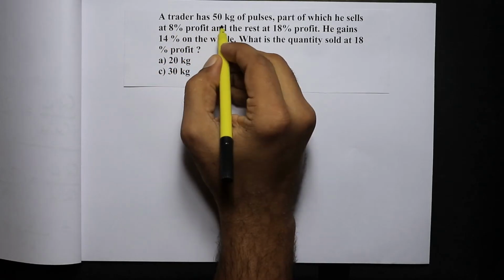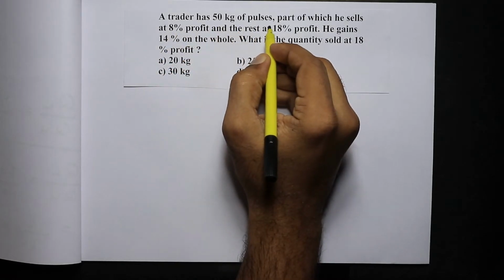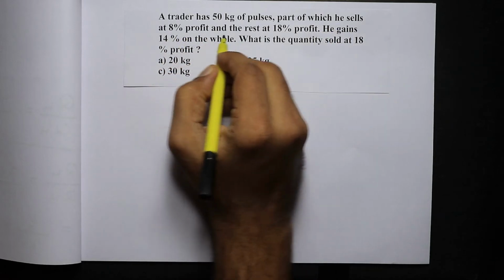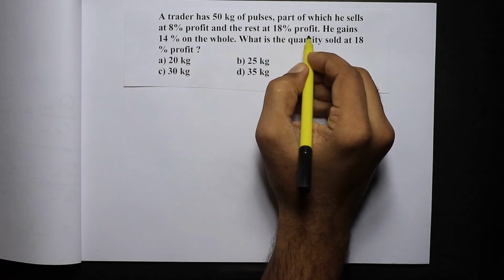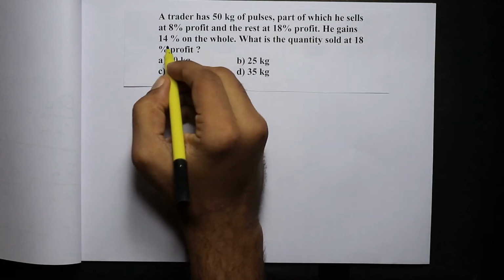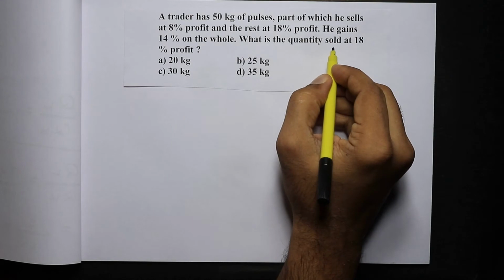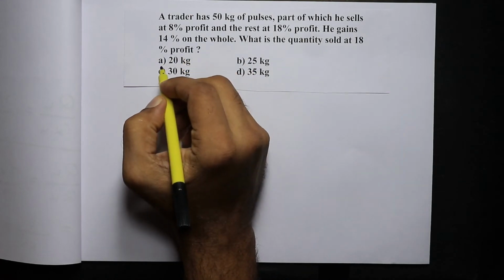A trader has 50 kilograms of pulses, part of which he sells at 8% profit and the rest at 18% profit. He gains 14% on the whole. What is the quantity sold at 18% profit?